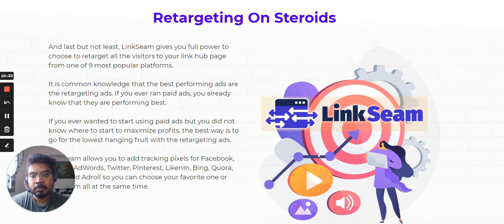With LinkSeam, you can integrate your tracking pixels: Facebook, AdWords, Twitter, Pinterest, LinkedIn, Bing, Quora, AdRoll. You can put them there so that when people view your LinkSeam and then decide to maybe not convert, you can retarget them.